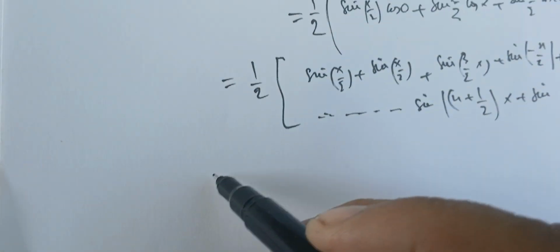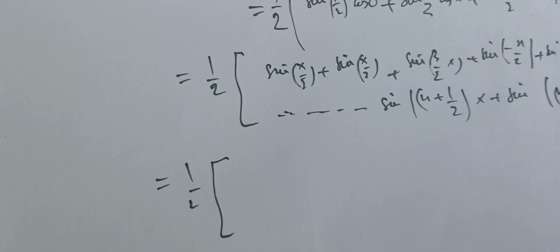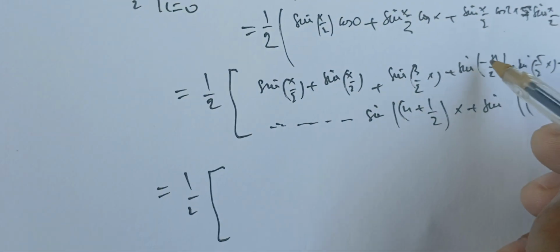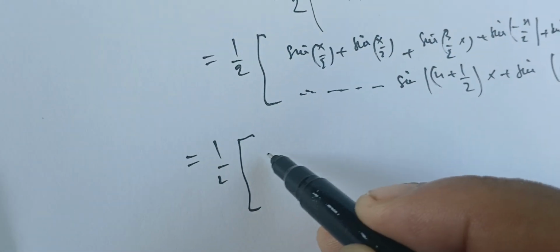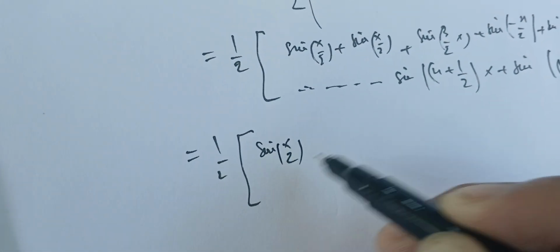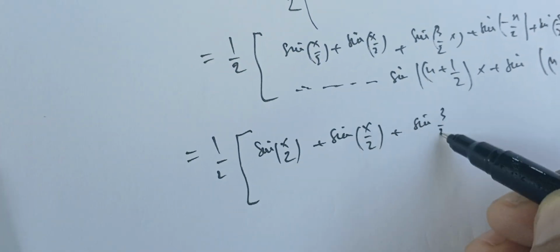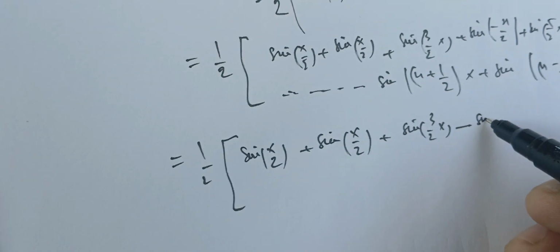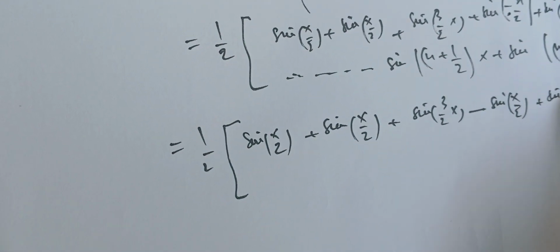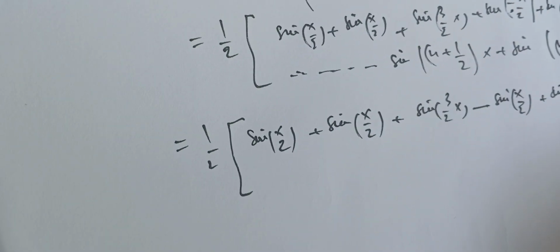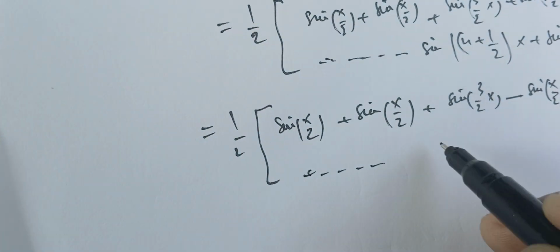Okay, so here I have 1/2, and now given that the sign is odd, this one will give me a minus, so let me write it here. Given that the sign is odd, I have sine of x over 2 plus sine of 3 over 2 x minus sine of x over 2. It's coming from here. Plus sine of 5 over 2 x minus sine of 3 over 2 x. And I'm going to keep going until the last term.